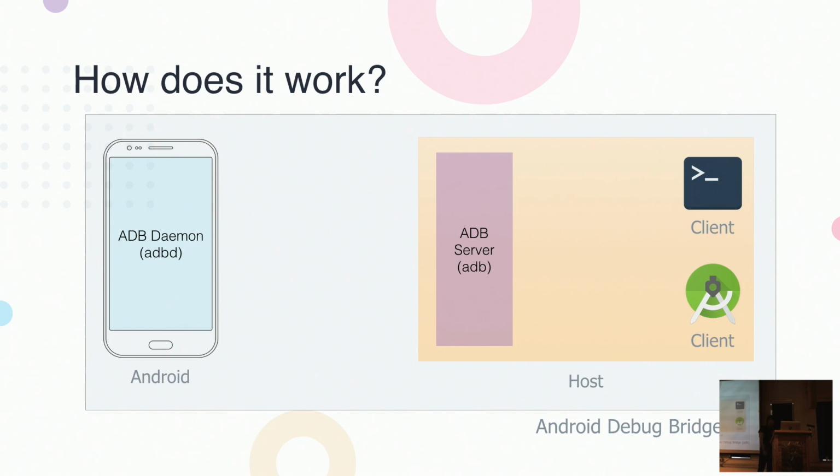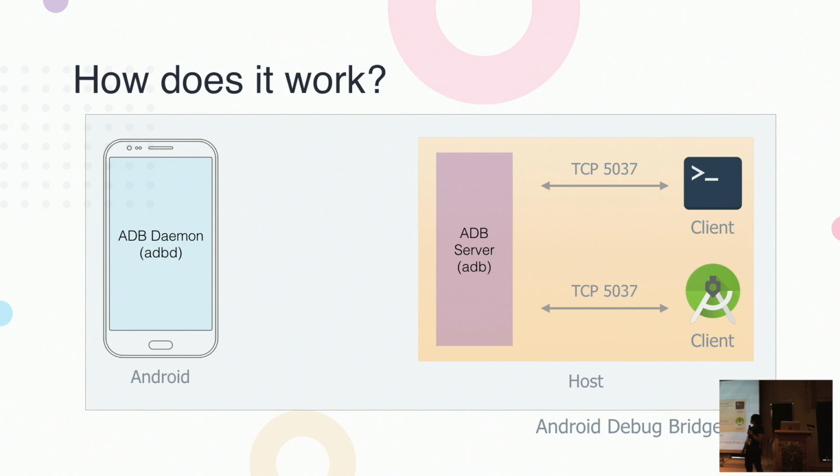So how does it work? ADB is the Android Debug Bridge, and there are three main components. The first component is the client, where you send the commands. The second component is the ADB server, which manages the communication between the client and the daemon. And the third component is the daemon that runs the command.